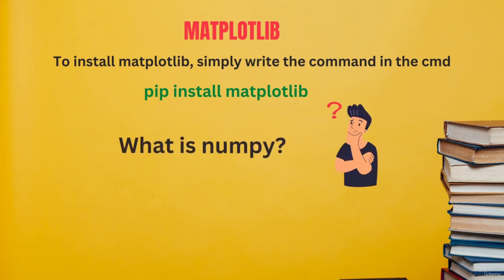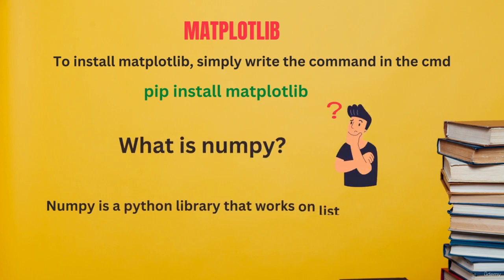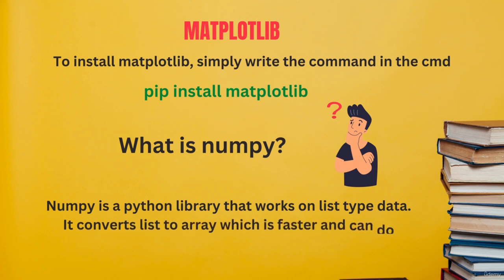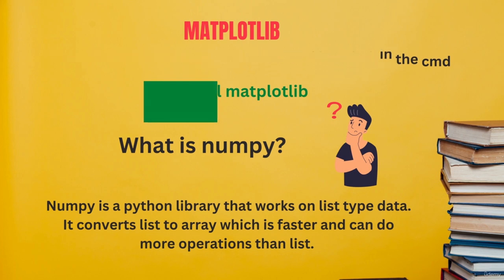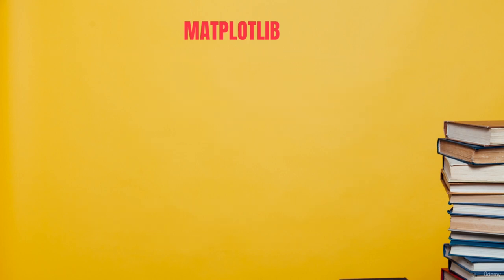Now, what is NumPy? NumPy is a Python library that works on list data types. It converts a list to an array, which is faster and can do more operations than a list. But the array still acts like a list with more operations. So don't worry too much and let's jump into matplotlib. By the way, we also have to install NumPy, so do that as well. To do that, just write pip install numpy. Now treat NumPy modules as a list and we'll be good to go.